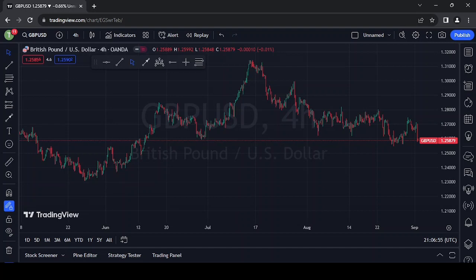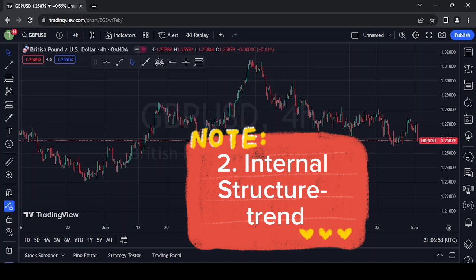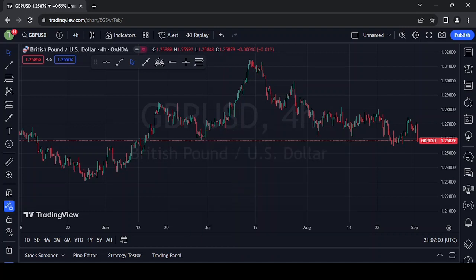All right. Number two, internal structure. Now, internal structure, you can say you have uptrend or downtrend. Okay. Internal structure is also the same thing as trend. All right. Trend. You can say we have an uptrend or we have a downtrend. Now, these are internal structures.